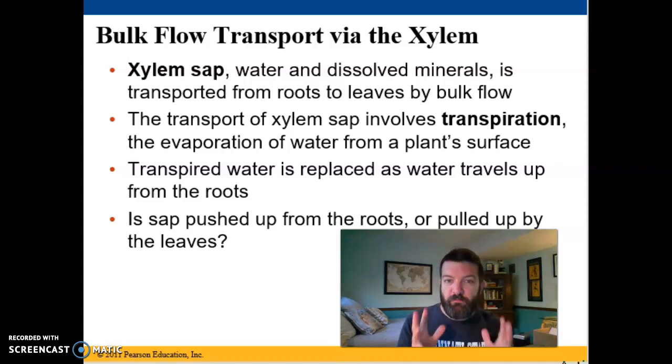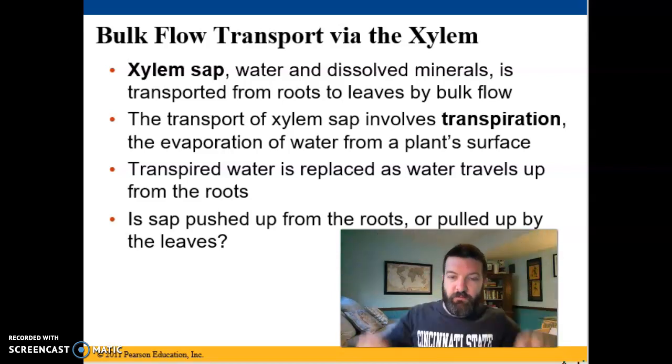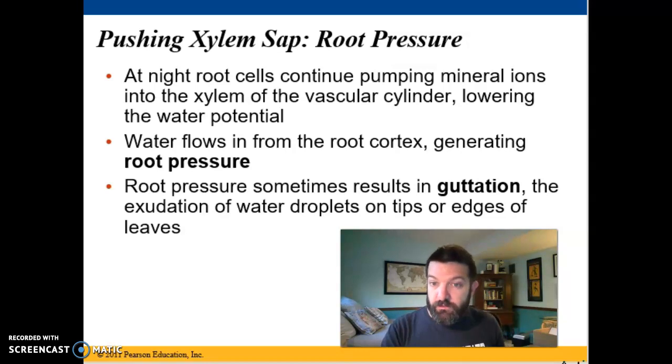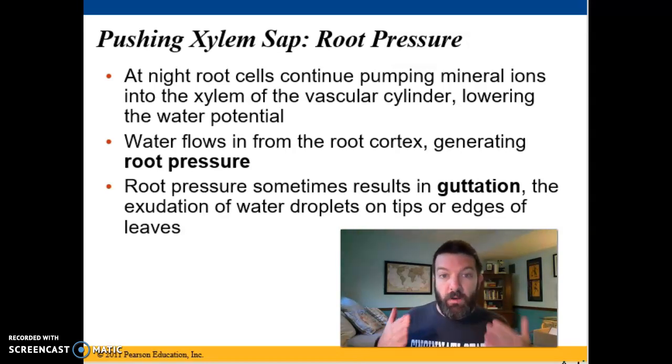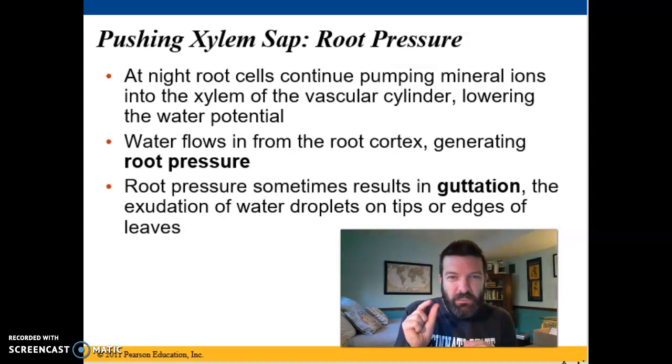Is the sap pushed up from the roots, or is it pulled up from the leaves? And the answer is a little bit of both. So because we're pumping mineral ions into the xylem, the vascular cylinder, lowering the water potential, which means water then flows from the outside of the roots into that vascular cylinder, that creates some positive pressure that pushes water up just a little bit.